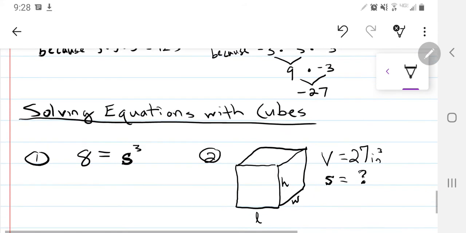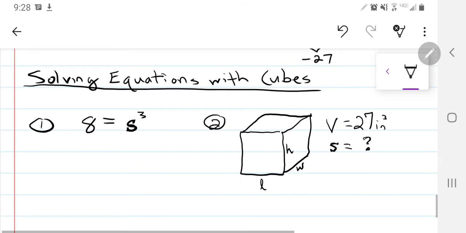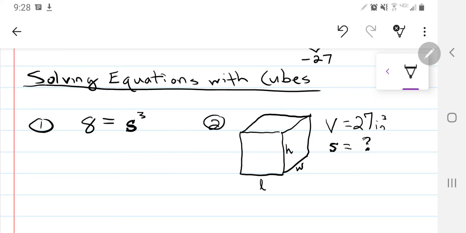All right. We're on to our last section. Woohoo! We are trying to solve equations with cubes. Well, guess what? It's inverse operations again, right? If we want to figure out, this is just saying what number to the third power is going to give us 8, you might already know that number, right? You might know, well, 2 times 2 times 2 equals 8. So the answer is 2.